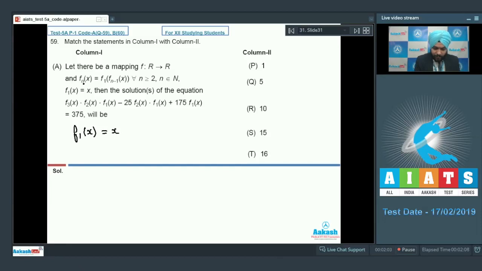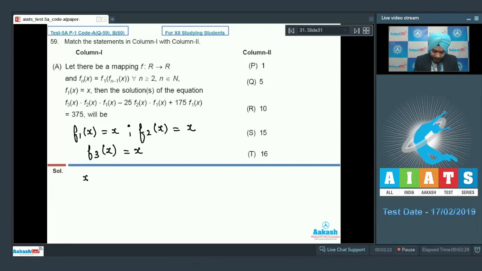For f2(x), I have f1 of f1(x), that is again f1(x), and that is again x. Similarly, f3(x) is again f1 of f2(x). So f2(x) is x, f1(x) is x. So it is again x. So all the functions are x only.